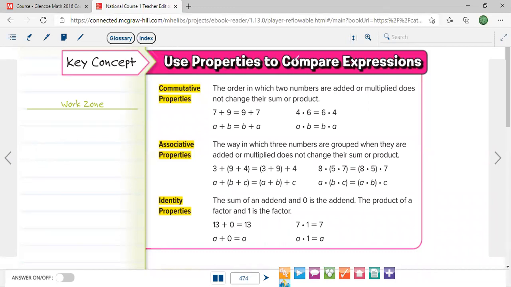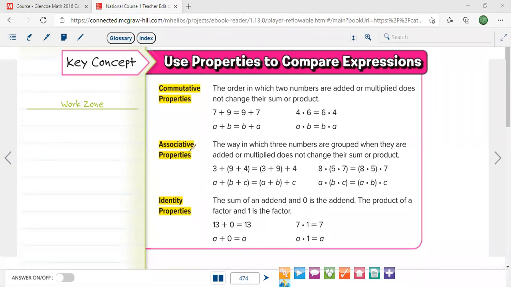Use properties to compare expressions. Commutative property. Commutative means when we switch the order, it doesn't matter in addition and in multiplication. It means if you add two numbers, a plus b is the same as b plus a. Also, if you multiply, a dot b will be the same as b dot a. What do we name this property? We name it the commutative property.